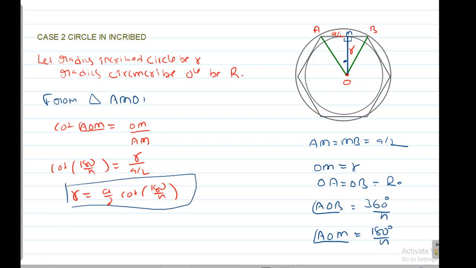Okay, so here only I want to write a note, because in the previous result we took small r, actually we need to take capital R. Capital R equals A by 2 into cosec 180 by n. By using these two results we can solve so many problems.